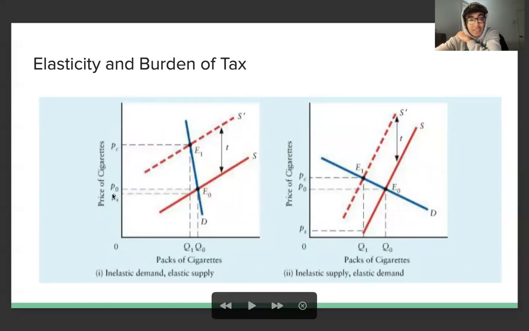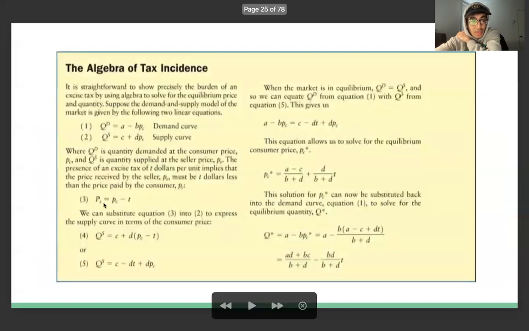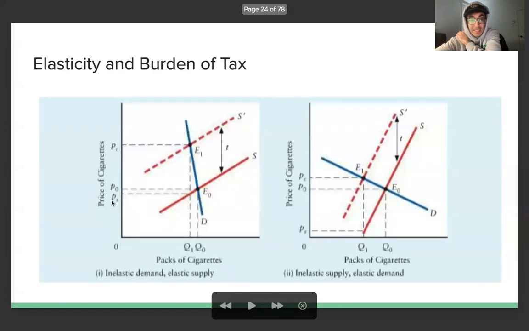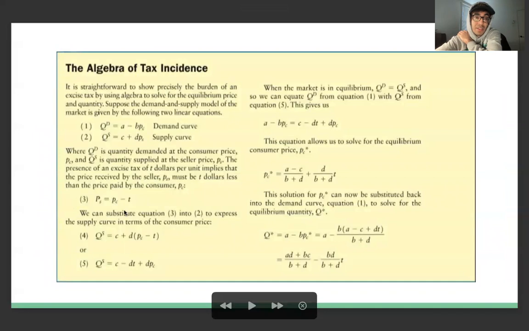PS is basically this whole line PC minus the tax, right? Like this gap, and this gap is just the tax. So the price for the supply can be written as PC minus tax. So that's this whole thing minus this, and that would give you this PS. Once you have this, now you can write both of these equations in terms of PC and then solve for PC. And you would get something like this.